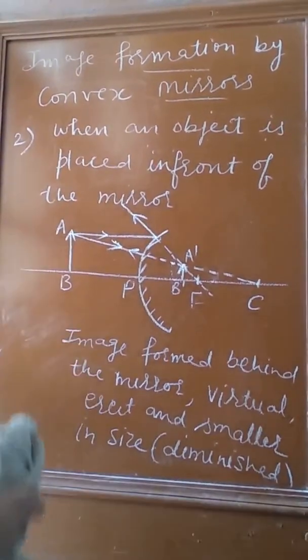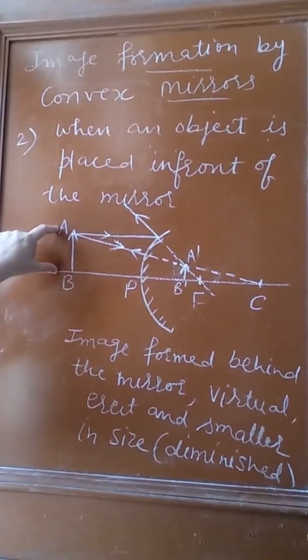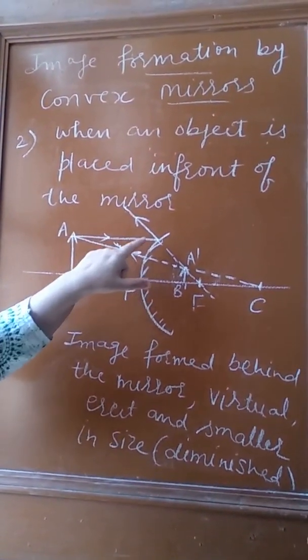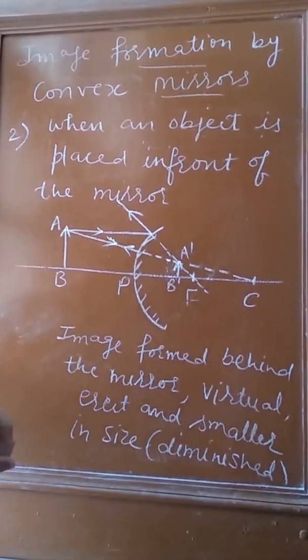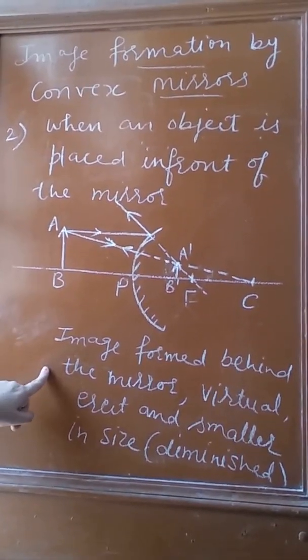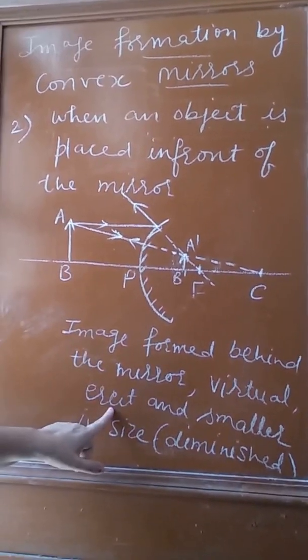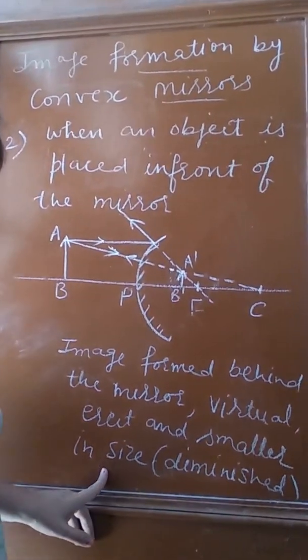When the object is placed in front of the mirror, the rays appear to meet at this point, then A dash B dash formed is the virtual image, virtual, erect and smaller than the object.